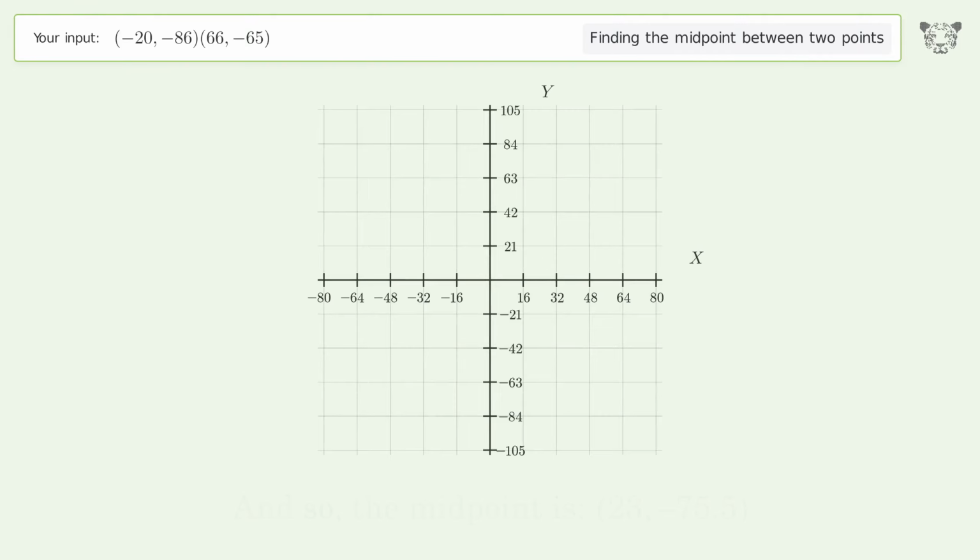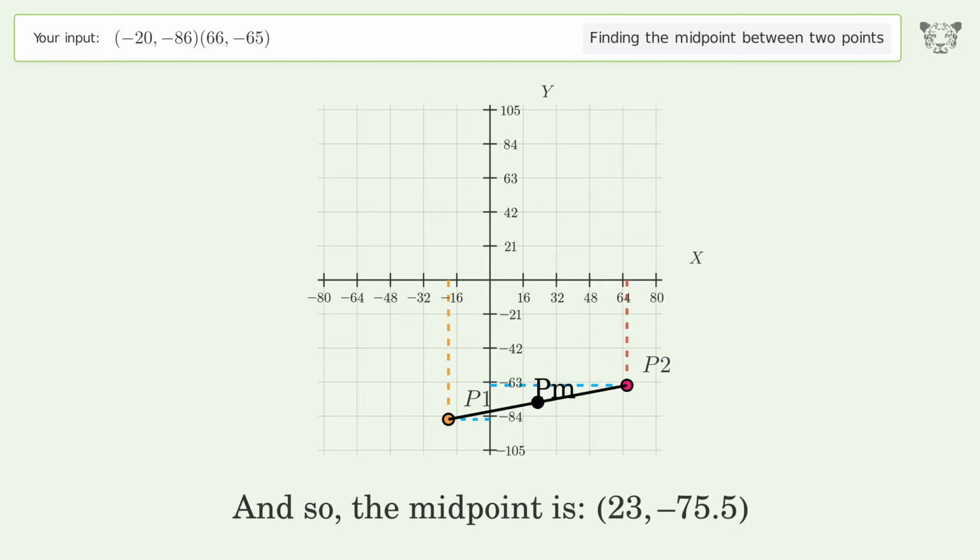And so, the midpoint is 23, negative 75.5.